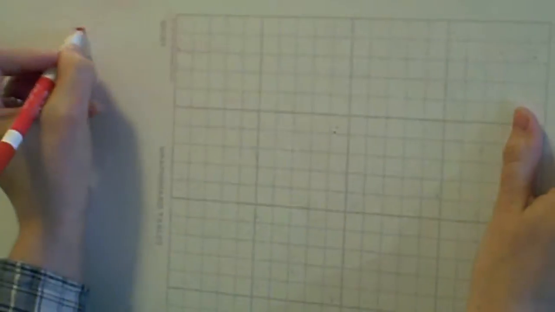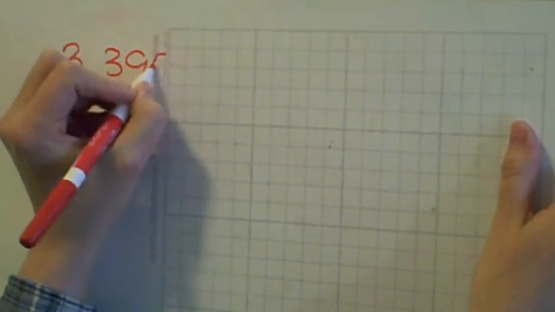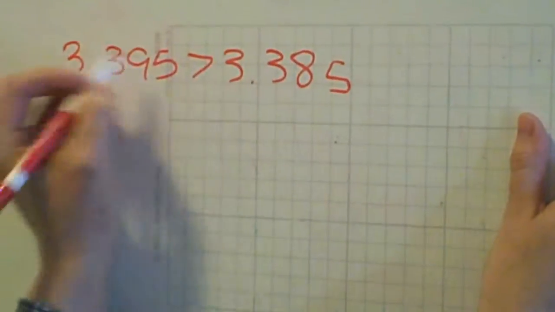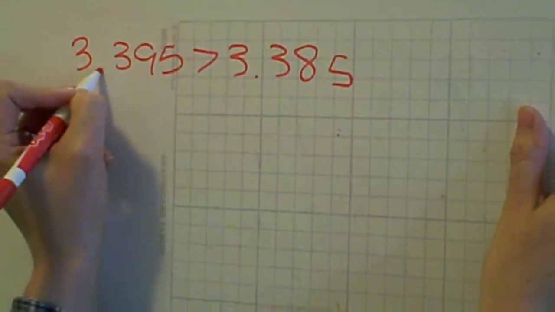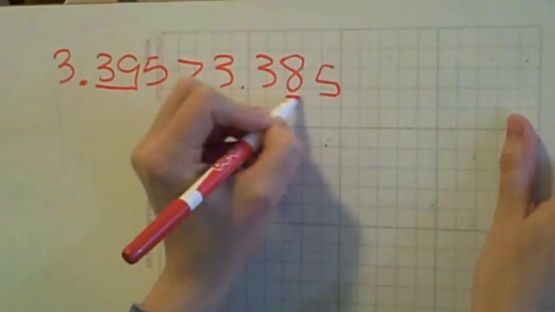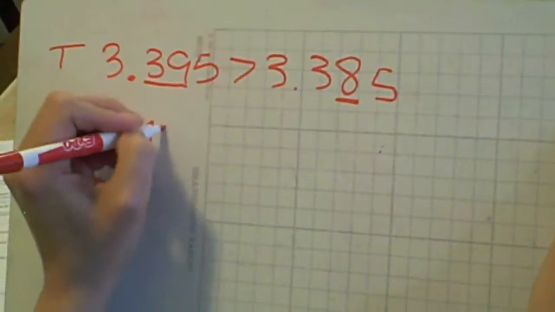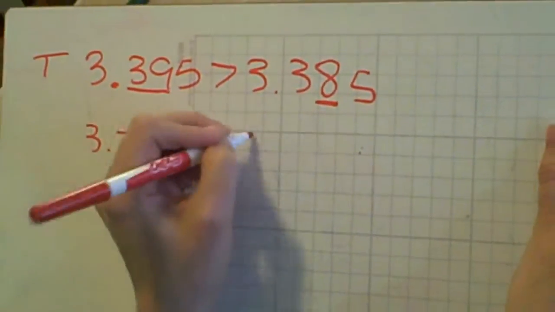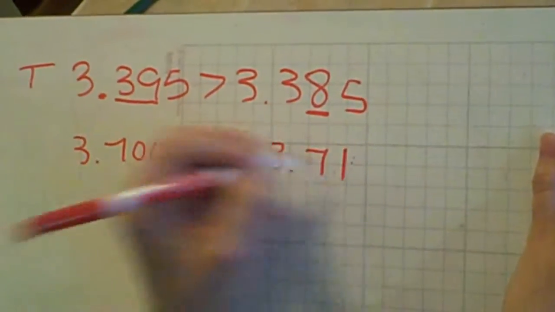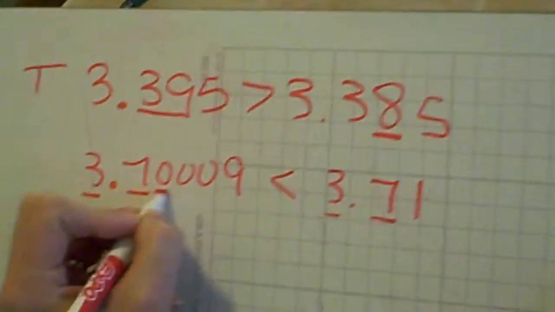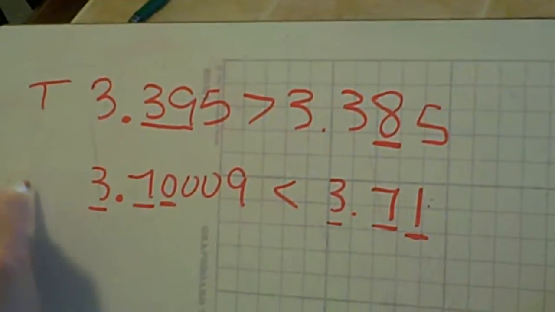On number 7, it wants to know which of them is not a true statement. We have 3.395 is greater than 3.385. Okay, well, you can tell that's true. 3.39, 3.38, 8 is smaller, so that's a true one. 3.70009 is less than 3.71. The 3's are the same, and the decimal, the 7's are the same, and 0 is less than 1, so that's a true statement.